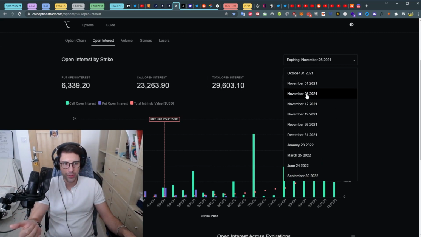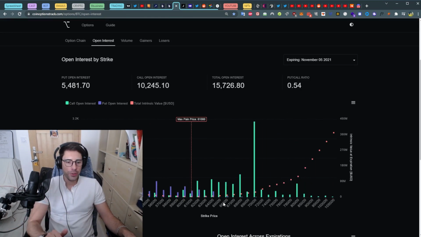So we're going to go to November 5th, Friday, and you can see there is a lot of open call interest at 70k. It's a lot, it's huge. So maybe by the end of next week we might see Bitcoin going around that price, but it's not a guarantee, so be careful. You still need to do your technical analysis and wait for your signals.